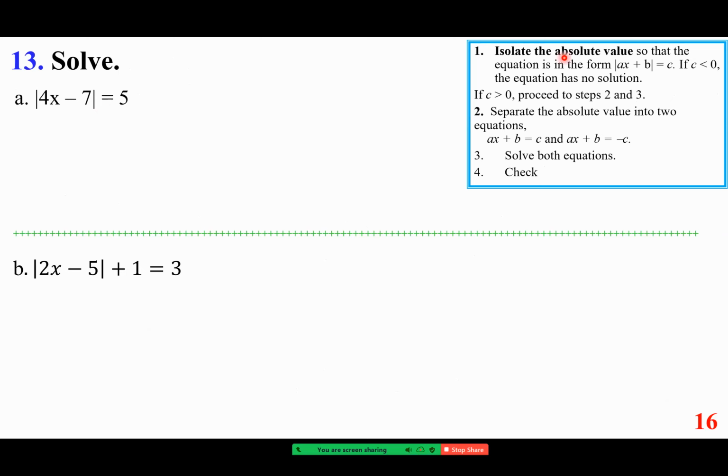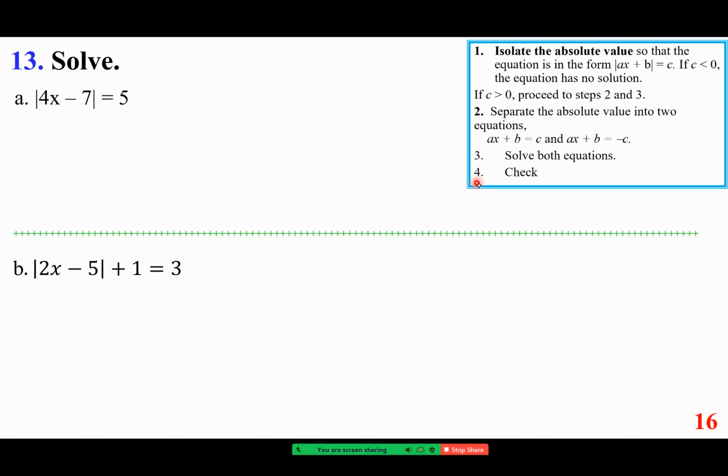So number one, isolate the absolute value so that the equation is in the form of absolute value of x plus b equals c. If c is negative, there is no solution because we are saying absolute value is equal to a negative. And remember, absolute value is distance from 0. Worst case scenario, it can be 0, but it can never be negative. If it's positive, then we can make up two equations. We drop the absolute value and we say x plus b is c, x plus b is minus c, and we solve that.